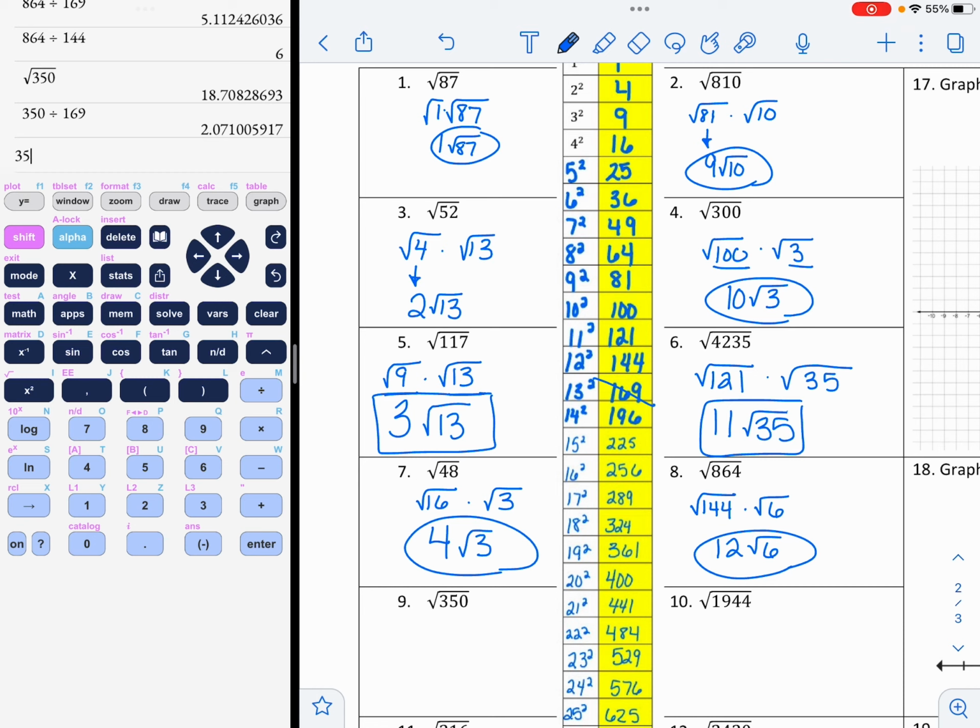169, no. 350 divided by 144. Whoopsie. That's a no-go. 350 divided by 121. No. 350 divided by 100. That's going to be a no. 350 divided by 81. That's going to be a no. 350 divided by 64. That's going to be a no. 350 divided by 49. That's a no. 350 divided by 36. Oops. That's a no. 350 divided by 25. There it is. So it's 25 and 14.